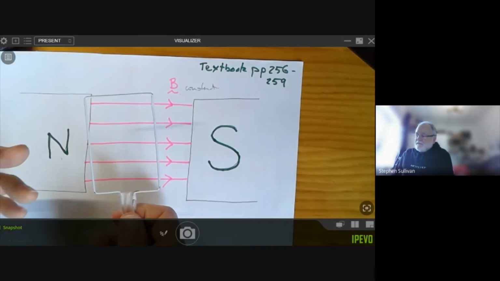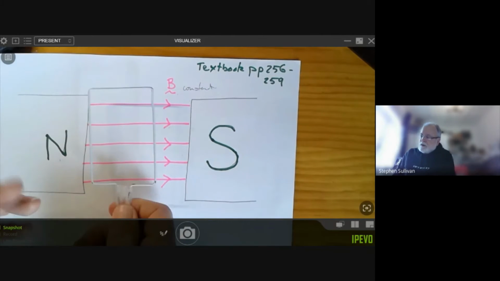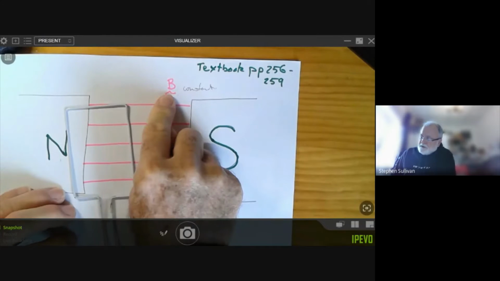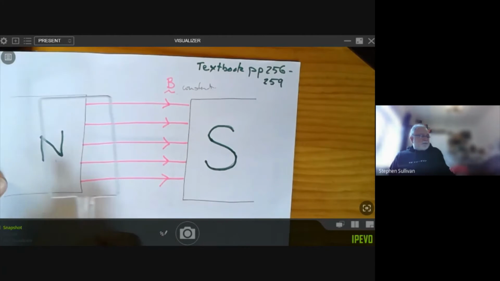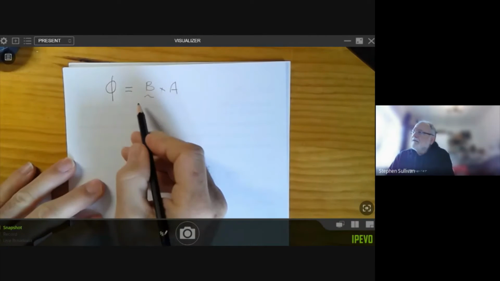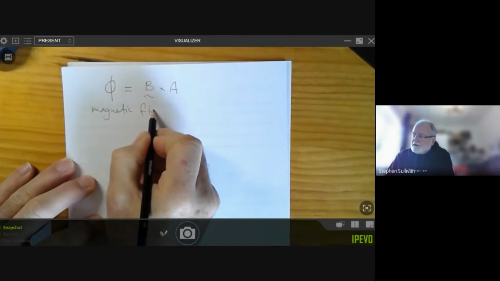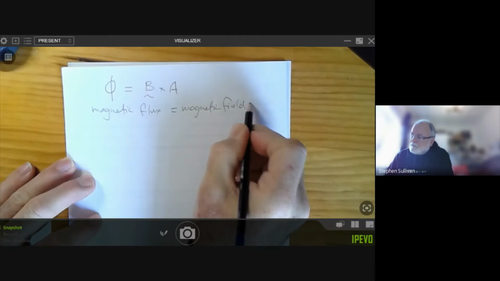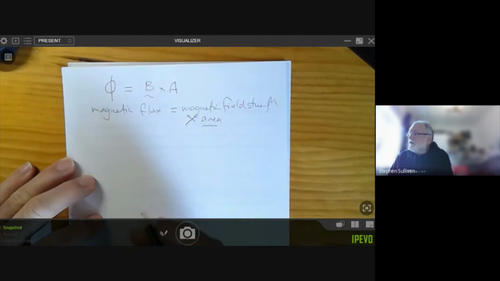So we've actually had a change of flux, and changing this induces an EMF in it. So what we're interested in is not the change of magnetic field, but the change in magnetic flux. So flux is a much more important variable than magnetic field. So we say the magnetic flux is equal to the magnetic field strength times the area of our loop or whatever.